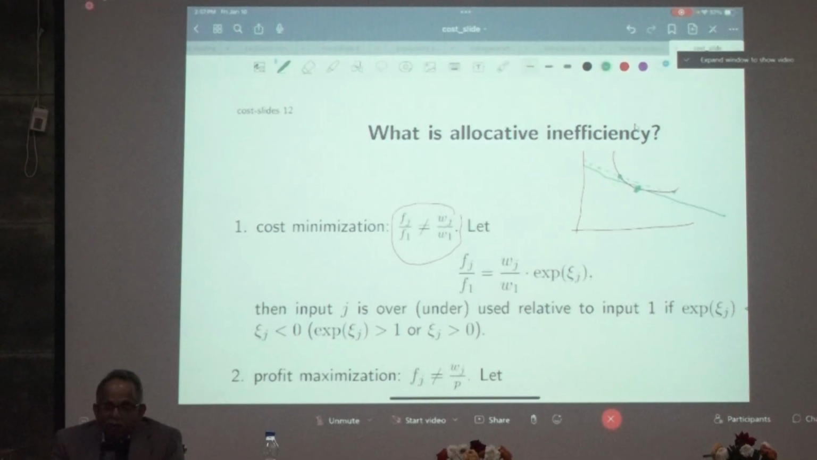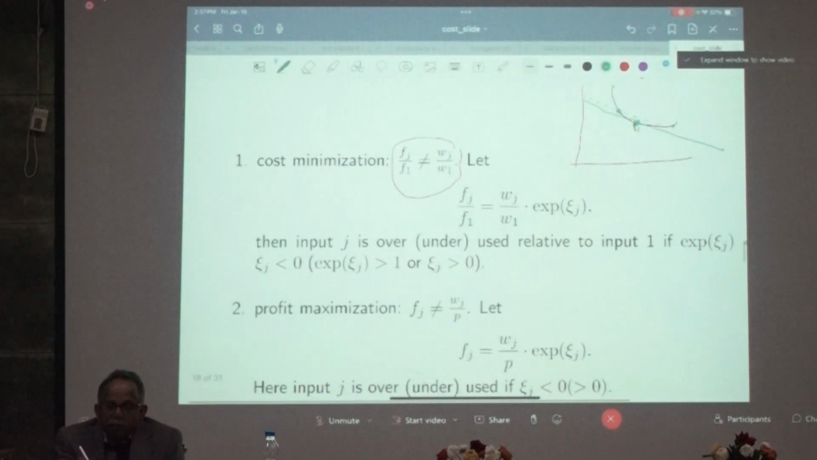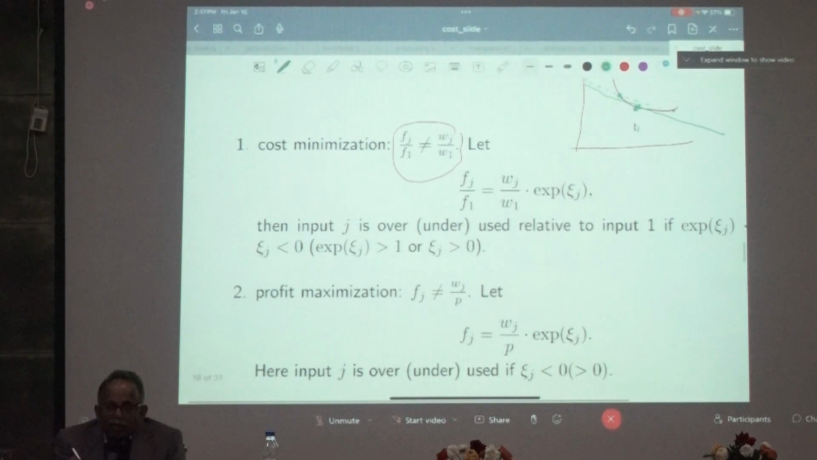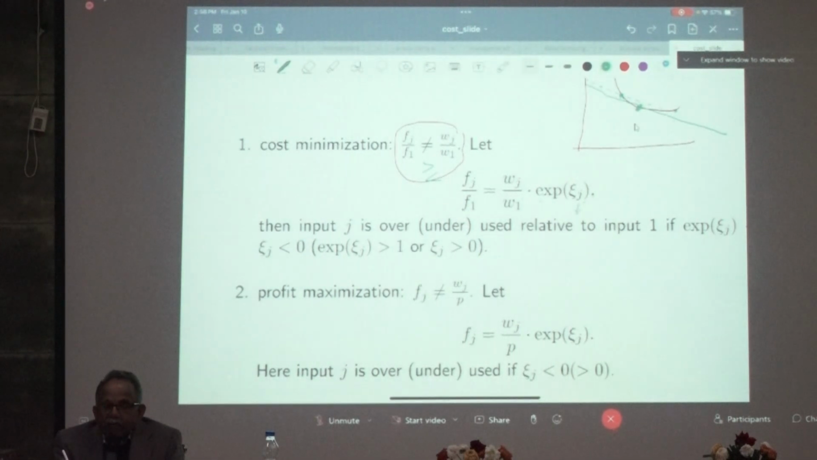Okay, so the way we do it is, we just said, well, if it is not equal, then you can make them equal. When something is not equal, you can always make them equal by doing some adjustment. So what is the adjustment? I can say that, well, Fj over F1 equals Wj over W1 times something else. So what is this? This can be bigger or smaller, right? So that means, well, what is this epsilon j? It can be positive or negative.